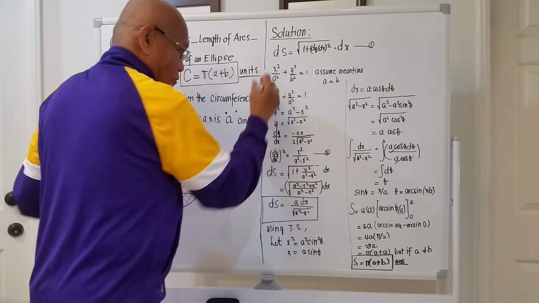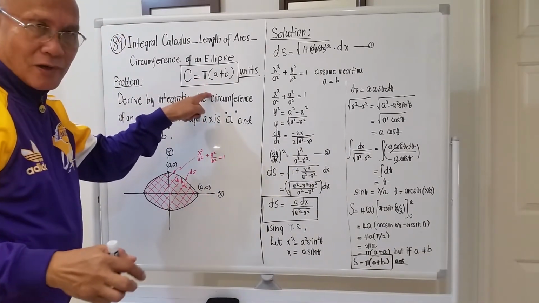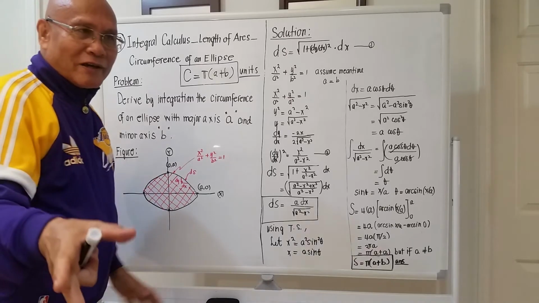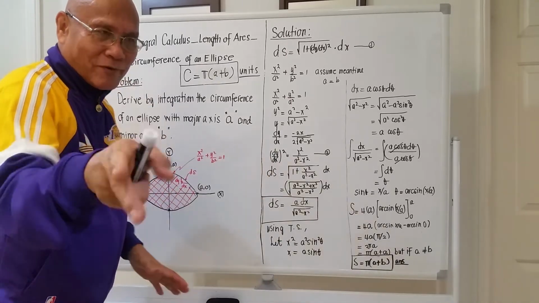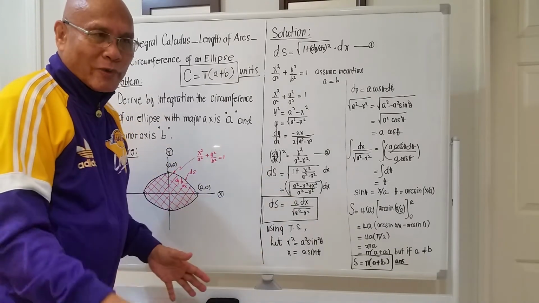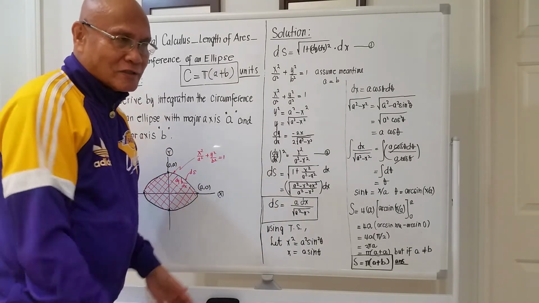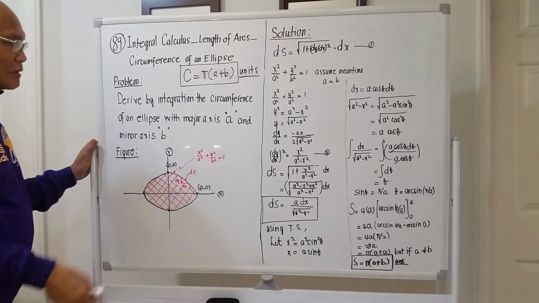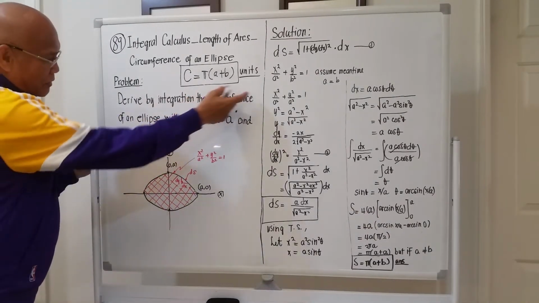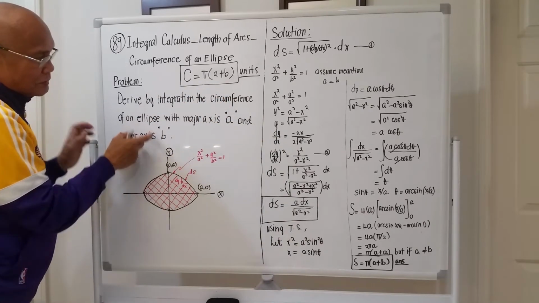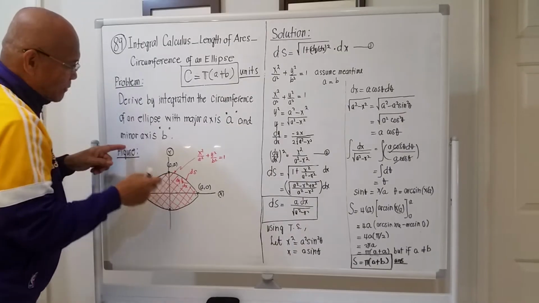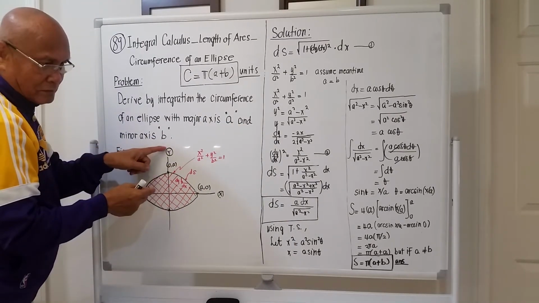Okay, so this afternoon we will derive this formula using integral calculus. At least you know, guys, where your formulas are coming from. You don't just use your formulas without knowing where they originate. Okay, I will try to read the problem. Derive by integration the circumference of an ellipse with major axis small letter a and minor axis small letter b.